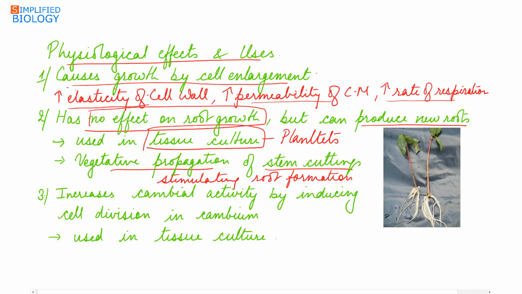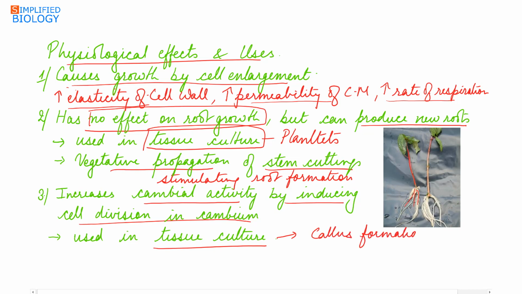So, in this diagram, you can see this is a stem cutting in which the root formation is promoted by the help of auxin. Third, it increases cambial activity by inducing cell division in the cambium. This is used in tissue culture for callus formation. So, auxin is capable of causing growth by cell division and cell enlargement.